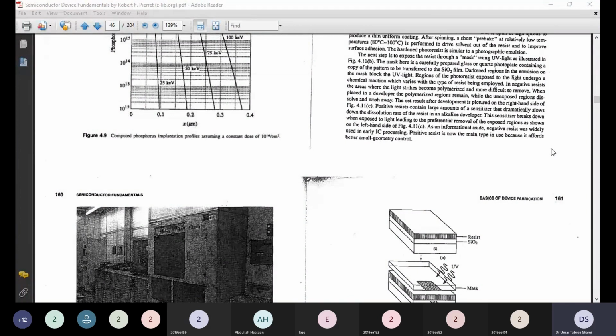Regions of the photoresist exposed to the light undergo a chemical reaction which varies with the type of resist being employed. In negative resists, the areas where the light strikes become polymerized and more difficult to remove. When placed in a developer, the polymerized regions remain while the unexposed regions dissolve and wash away. The net result after development is pictured on the right hand side of figure 4.11c.